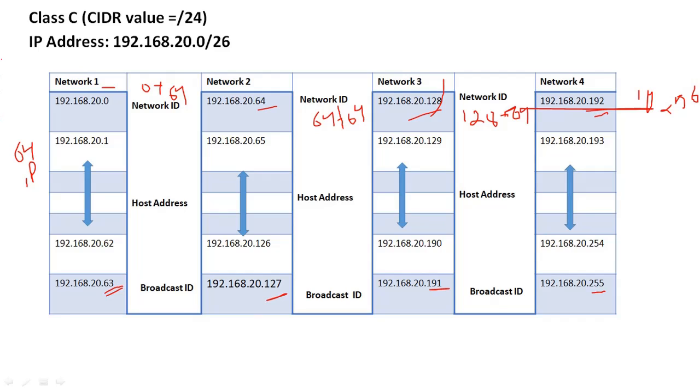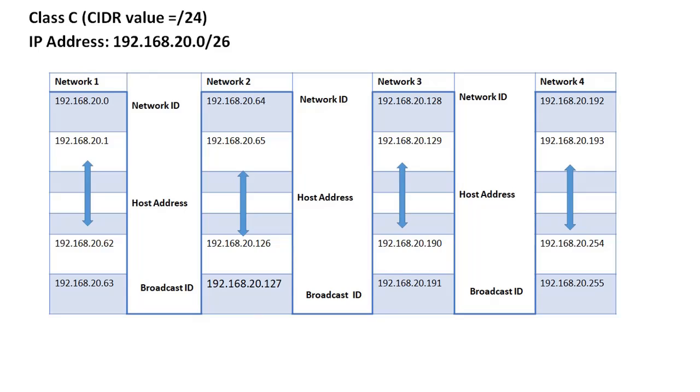So the first IP is always allocated for the network ID, and the last IP is allocated for the broadcast ID, and in between them you get the host addresses that you can use to connect to other devices. So that's it for today.